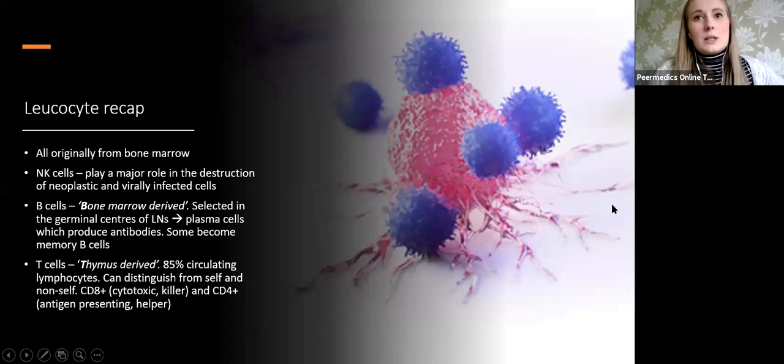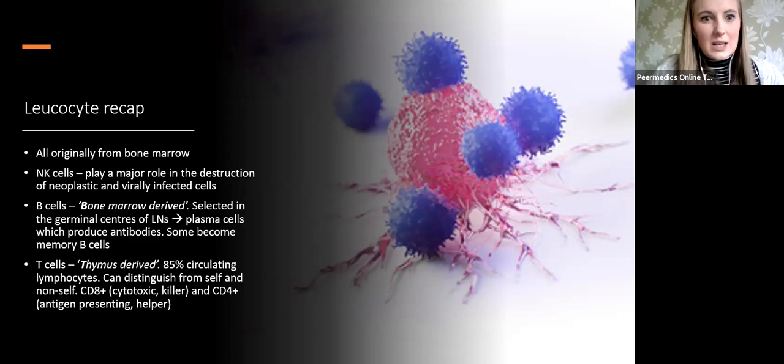You've got NK cells, which play a major role in destruction of infectious and neoplastic cells. B cells, which are named B for bone marrow derived. They're selected in the germinal centers of the lymph nodes, and then they produce plasma cells, which are actively producing antibodies, or they go off and become memory B cells. And then you get T cells, which are your main ones that migrate off to the thymus, and that's where they learn to select between self and non-self. And then you've got CD8 plus your cytotoxic killers, and CD4 plus your antigen presenting helper cells. That's not particularly important in the context of lymphoma, just thought it was good to recap.